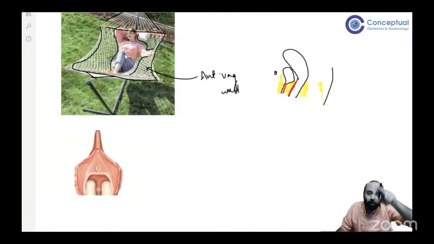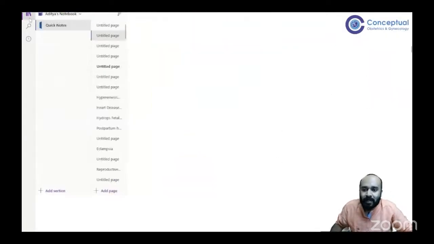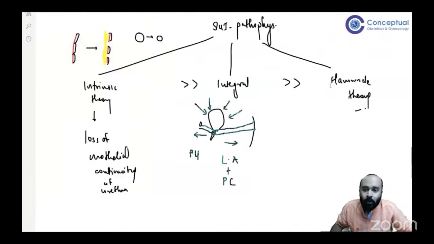This female is not going to be able to sleep there stably, and this excessive movement of the urethra, the hypermobility of the urethra, will lead to an increased passage of urine whenever there is any stress factor on the bladder, like coughing or sneezing. So the urine is going to be passed out involuntarily. So the hammock theory focuses again on the hypermobility of the urethra.